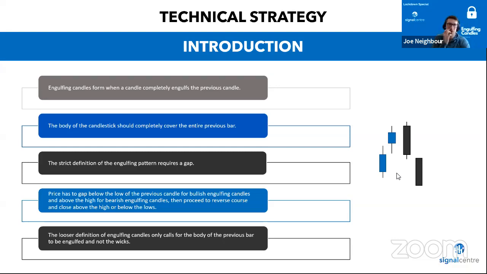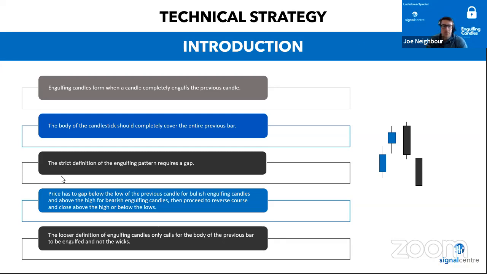And the reason for that is because a lot of markets are trading for extended hours. The only real gap in price that you get now is on a Sunday night when futures markets open. So a looser definition of an engulfing candle only calls for the body of the previous bar to engulf, and not including the wicks.